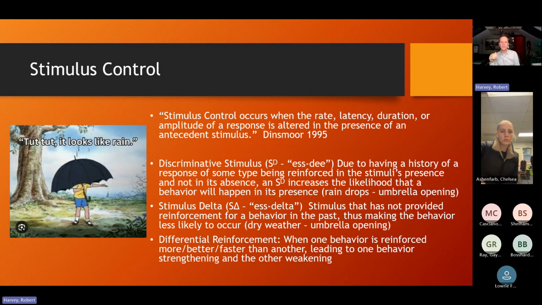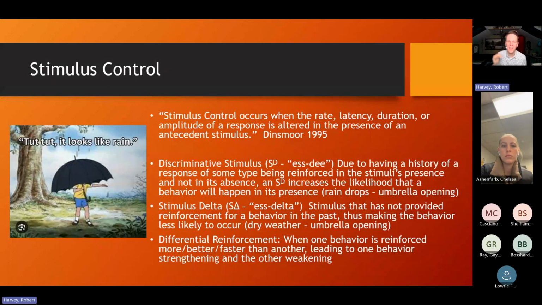So when it starts raining, that increases the likelihood that you will open your umbrella. It increases the likelihood that you will open it quickly and leave it open, right? So it's impacting the rate, latency, duration. But it's really signaling that reinforcement is available. So it starts raining, you open up the umbrella. You see the green light on the traffic light, and you go. You hear me say, okay, guys, please respond, and you respond.